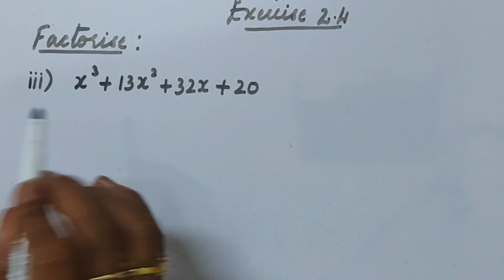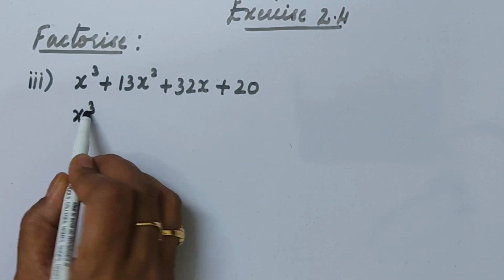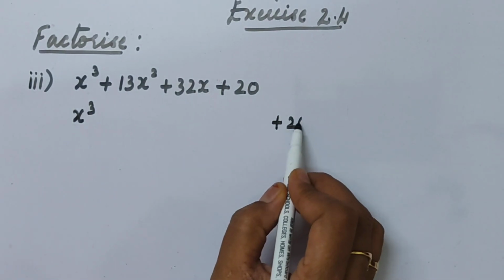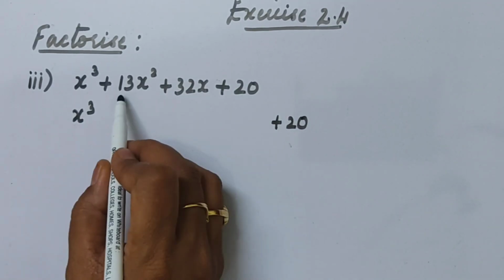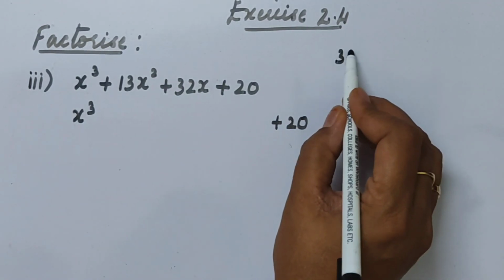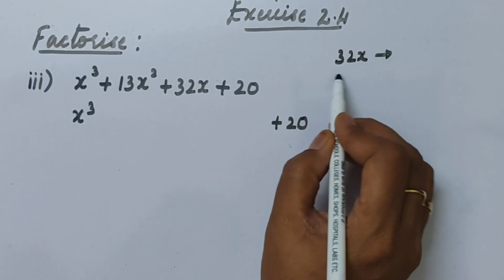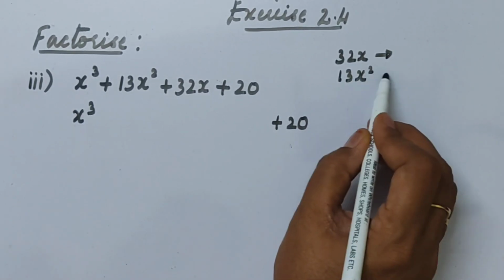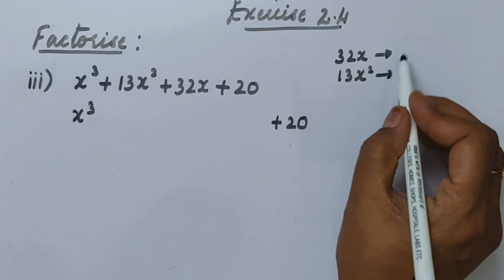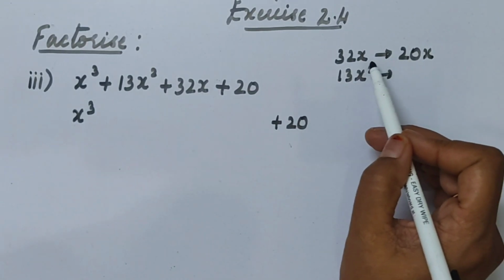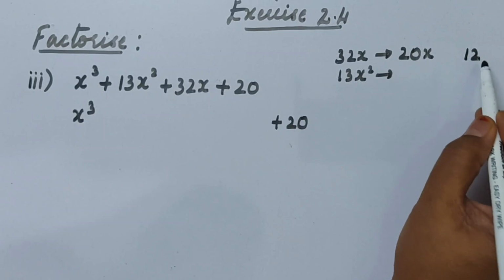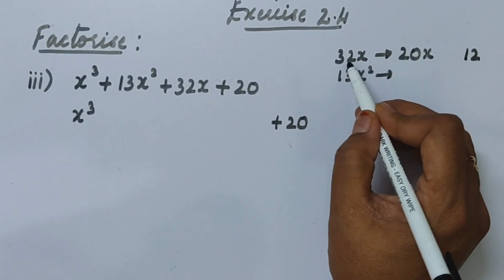Same method I am going to follow. First term and last term I am going to keep as it is. Now I have to split 32x and 13x square. See, I have to start with 20. 20 से start करेंगे x. So now 20 plus 12. 20 plus 12 is 32, right?